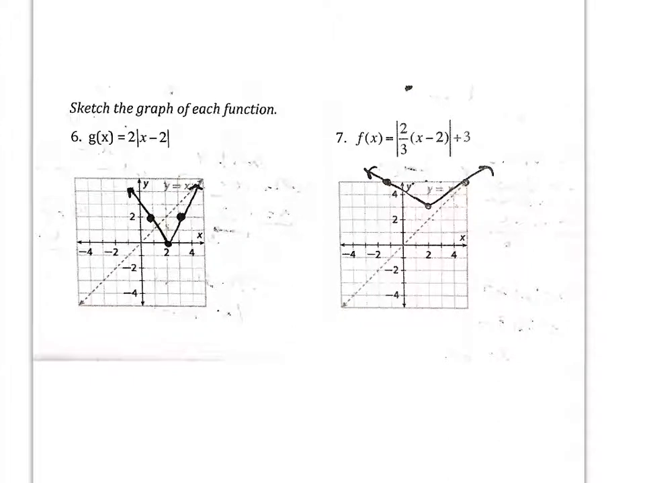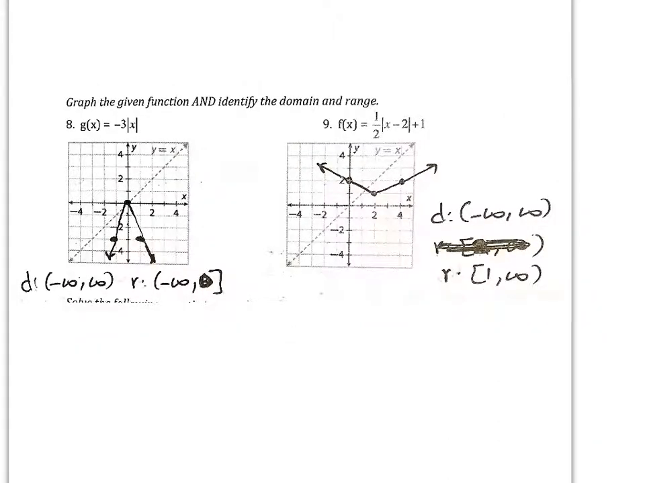8, 9, same way, except now you got to give domain and range. This one, there's no shifts at all. There's a negative in the front, which makes the V go upside down. Also, there's a 3, so I'm going to go down 3, right 1, down 3, left 1, connect.